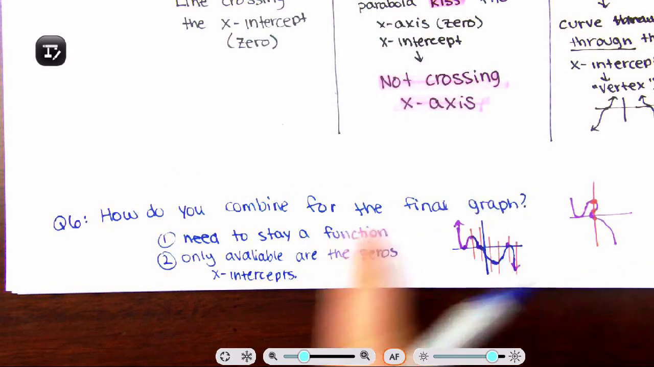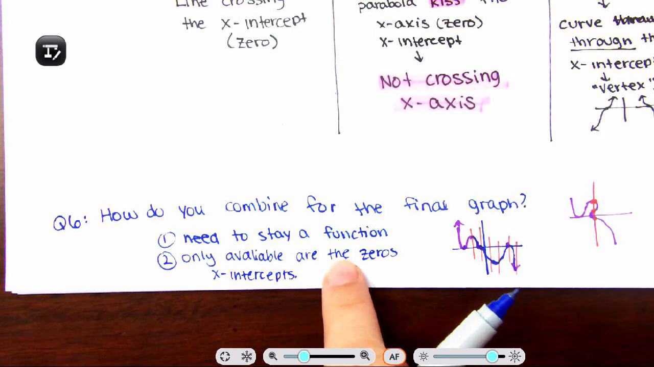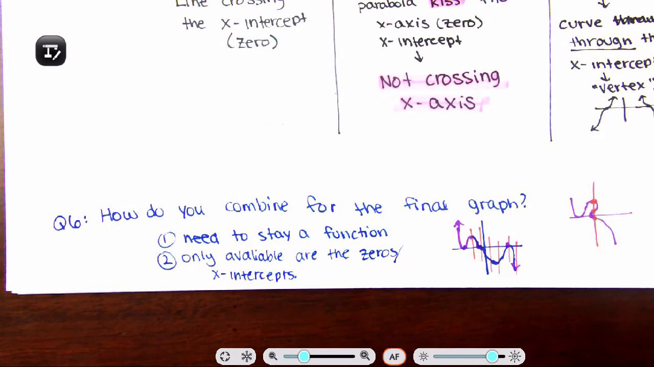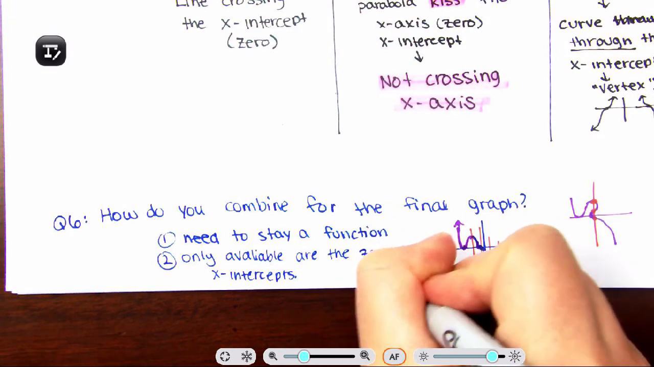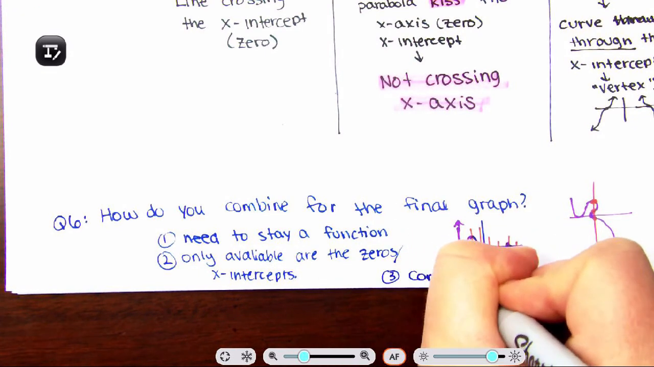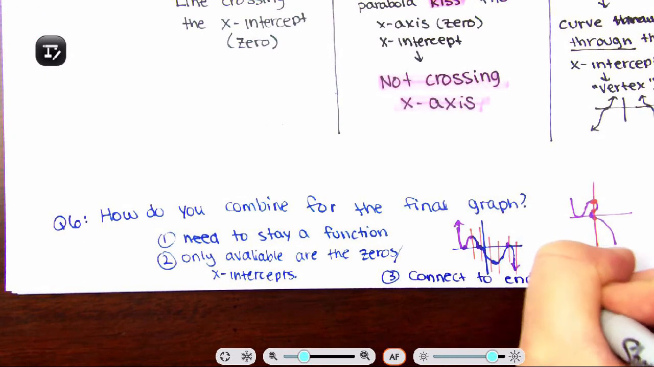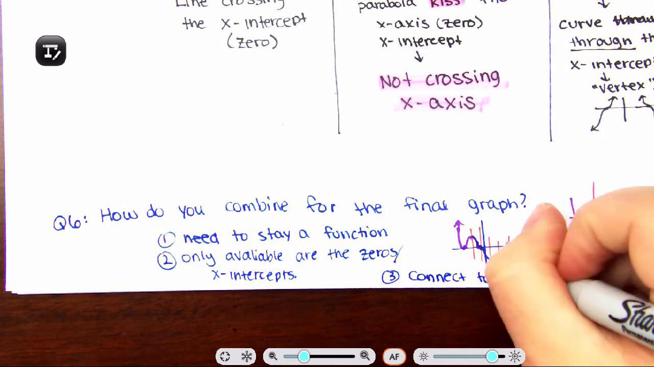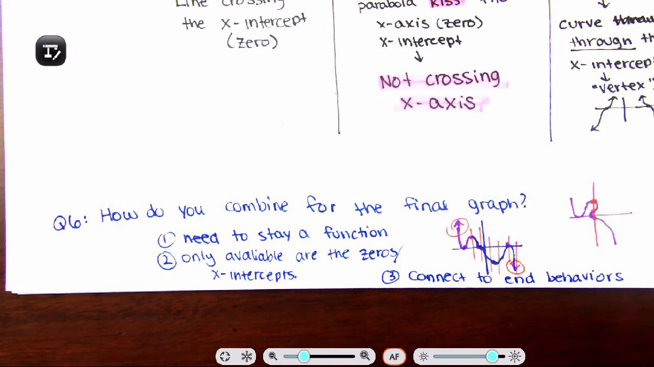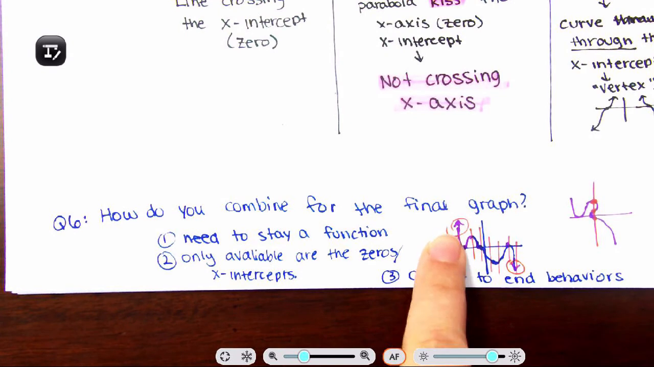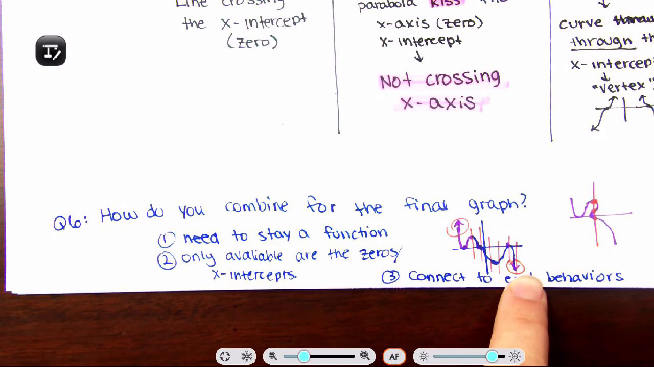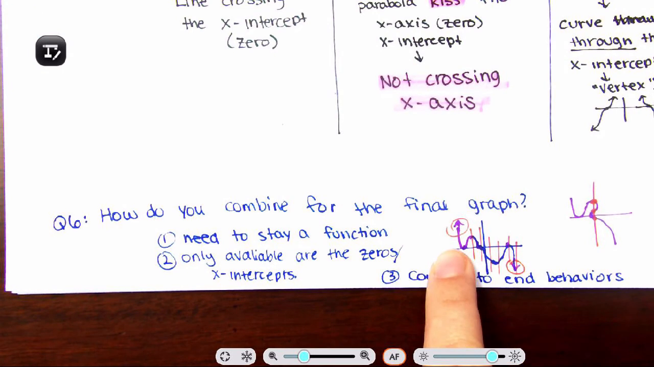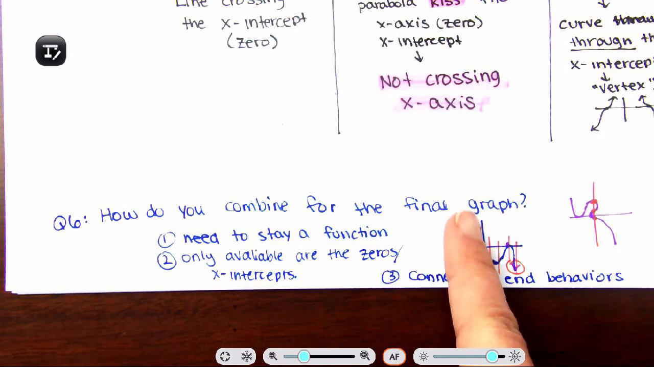So how do you combine for the final graph? You need to stay a function. The only ones available are the zeros or the x-intercepts, same thing. And you need to connect to your end behaviors. End behaviors are these. So we have a decreasing graph going from left to right. We're going downhill. On our left-hand side, we are going up for our end behavior. On our right-hand side, we're going down. So as x goes to negative infinity, y goes to infinity. As x goes to positive infinity, y goes to negative infinity.